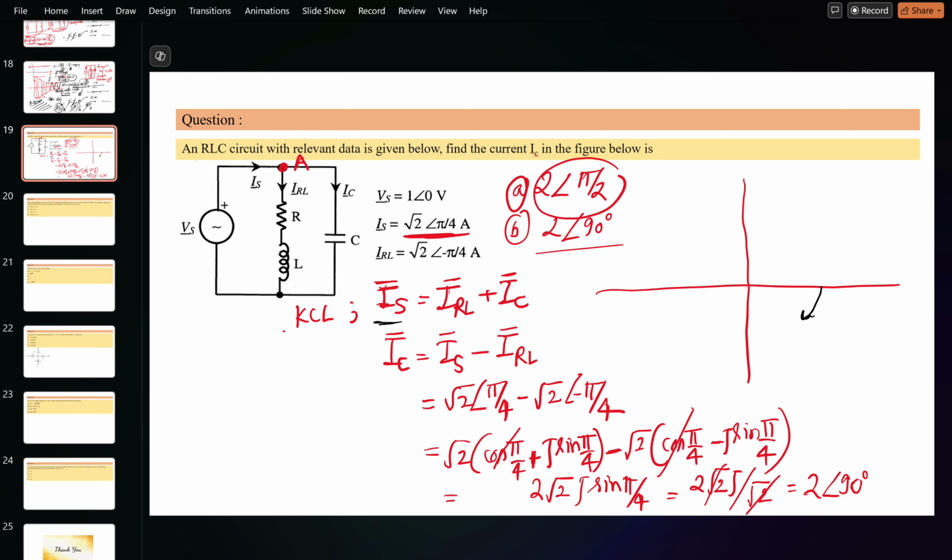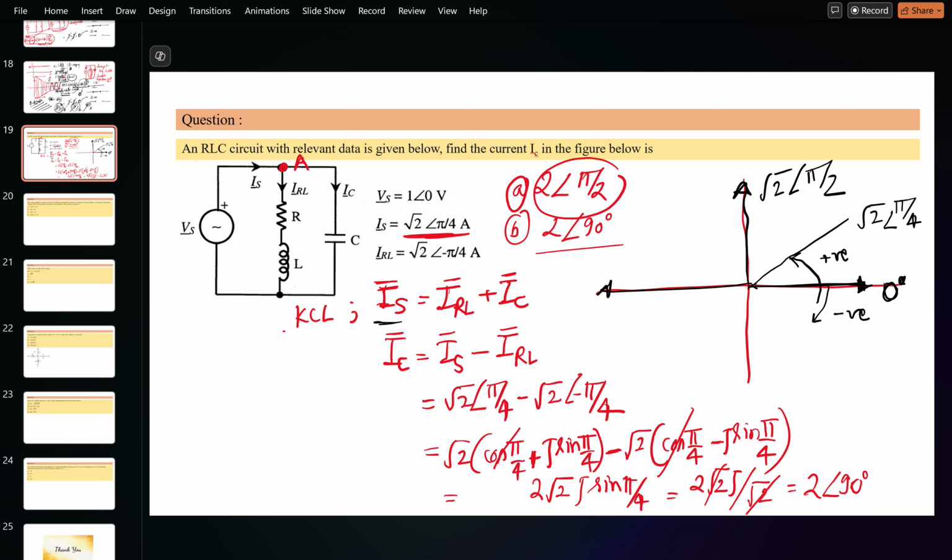Suppose this is a zero reference, means some magnitude and 0 degree angle reference. When you are rotating in the anti-clockwise direction, it means some positive angle. When you are rotating in the clockwise direction, it means some negative angle. Suppose in this question, the phasor was root 2 angle pi by 4. So I have represented root 2 angle pi by 4. When it is root 2 angle pi by 2, it will come here. If it is root 2 angle 180 degrees, pi, it will come here.